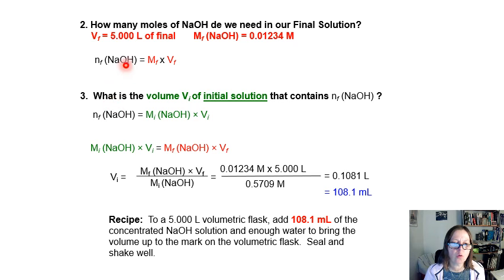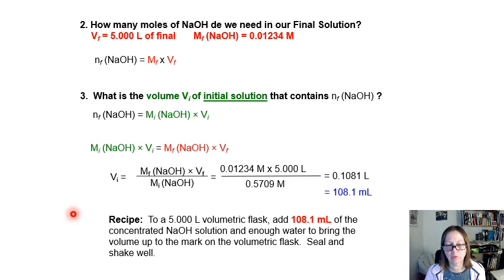These numbers of moles are equal, so we can write this equation and rearrange it so that we find the initial volume of solution that we need. It's going to be the final molarity times the final volume divided by the initial molarity. If you plug in the numbers, you will see that the volume of initial solution that you need is 0.1081 liters or 108 milliliters.